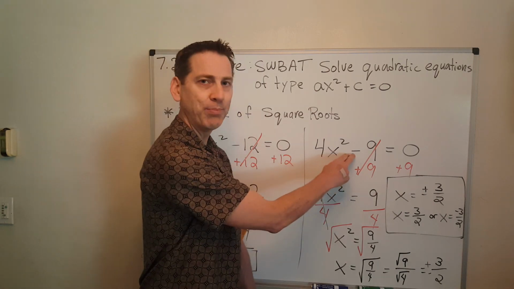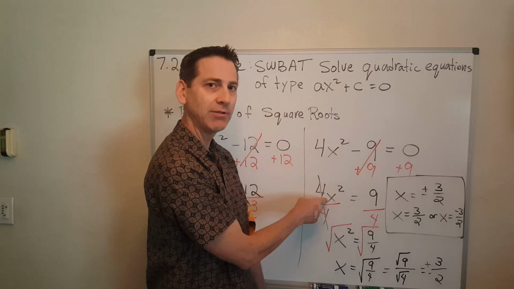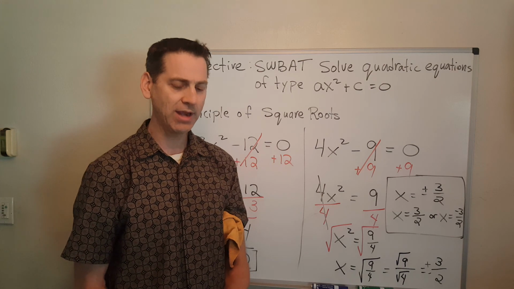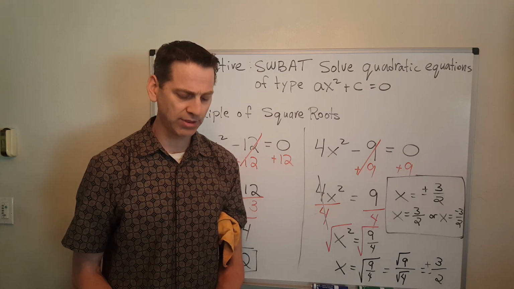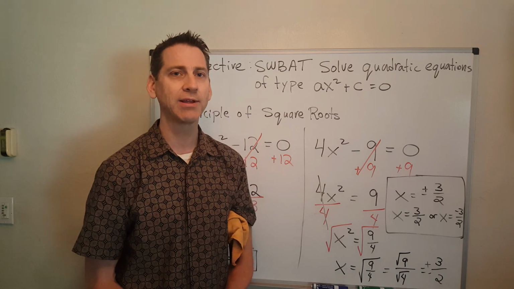Okay? So that's the principle of square roots. If you're missing that b term in the middle, just get x squared all by itself, take the square root of both sides, and you're done. All right? Make sure you do some practice with this. That's really the key for learning anything, especially mathematics.